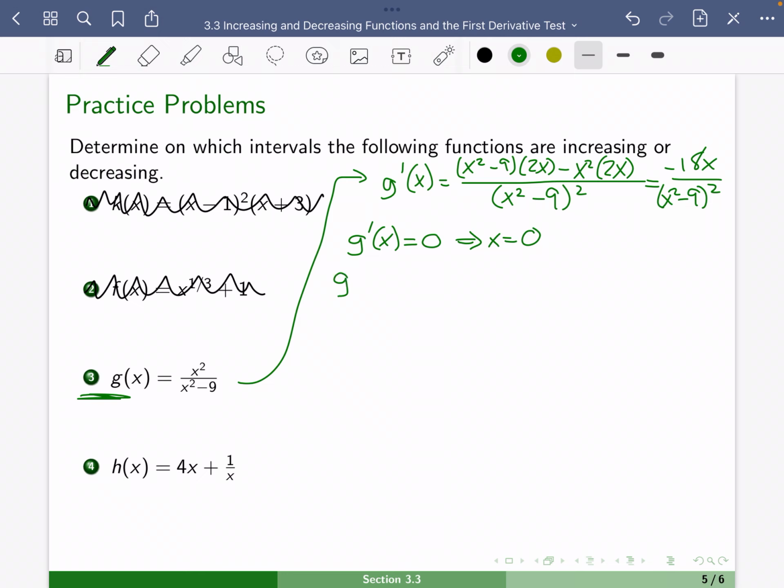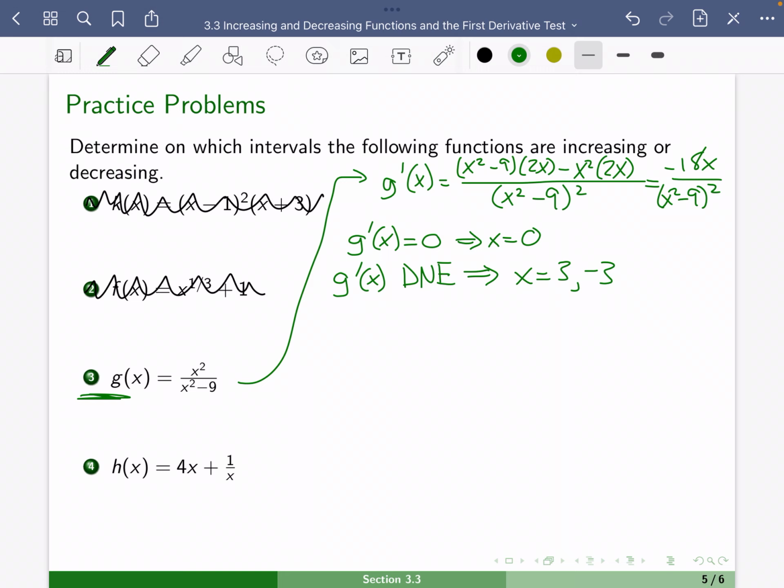We also need to find out where g prime does not exist. That's going to fail to exist when our denominator here is equal to 0. If you were to set that equal to 0, you will find out that both 3 and negative 3 would cause that denominator to be equal to 0. So x equals 3 and negative 3. Those are places where our derivative does not exist.